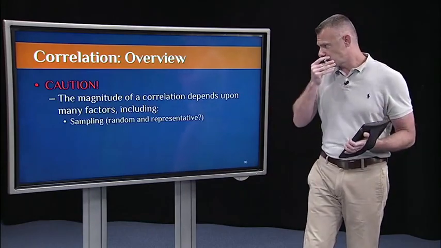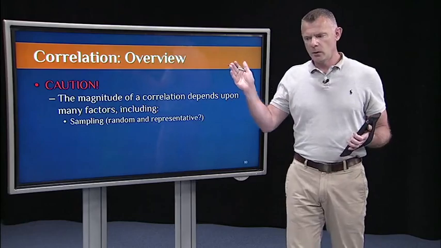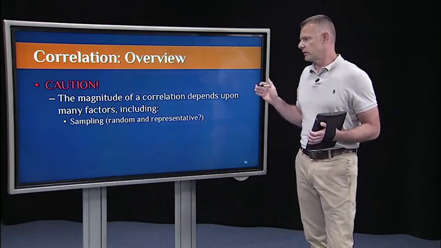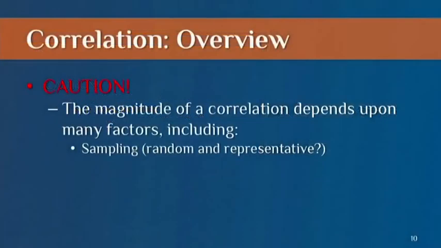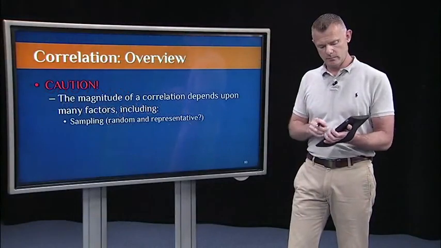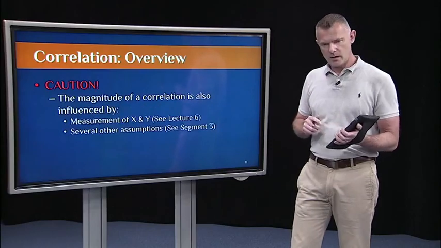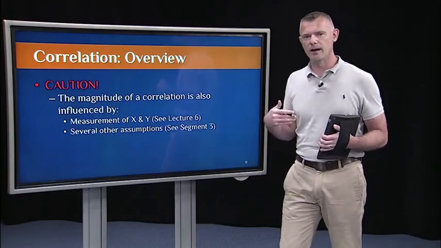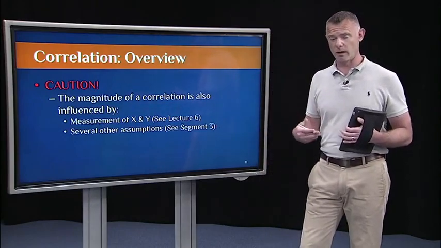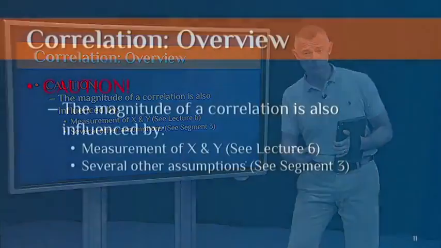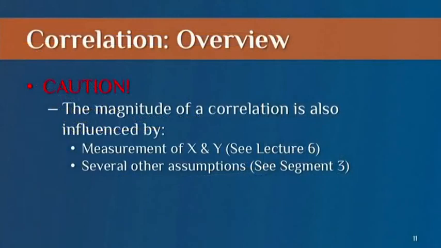More importantly, and this is what I'm going to focus on in lecture 6 primarily, the magnitude of a correlation depends on a lot of factors, including sampling, which we've already talked about, that idea of getting a random and representative sample. It also depends critically on measurement of your variables, so measurement of x and y. Specifically, do you have reliable measures and do you have valid measures?